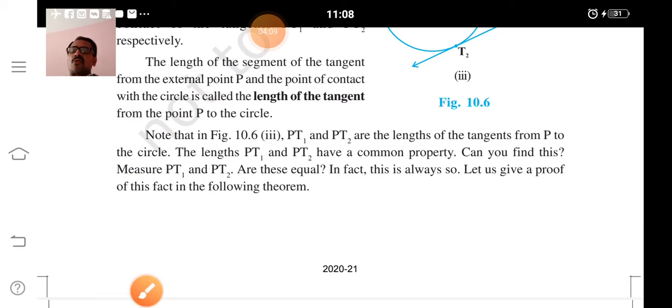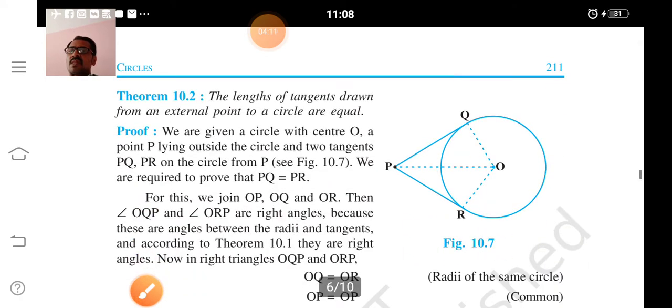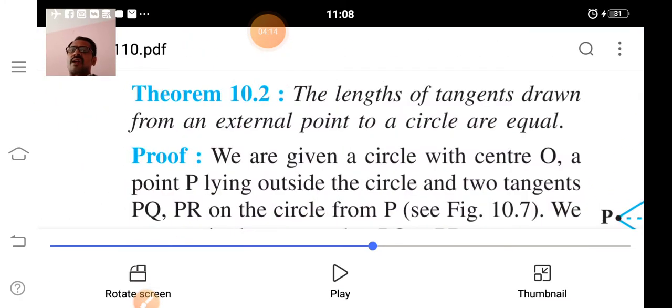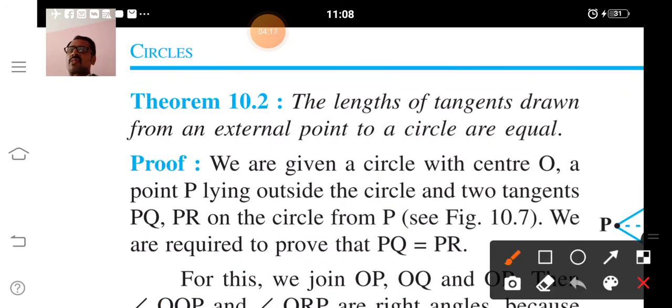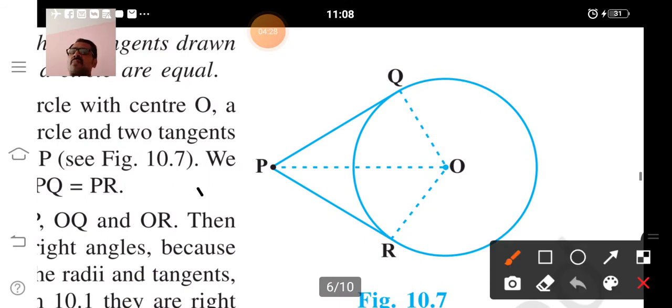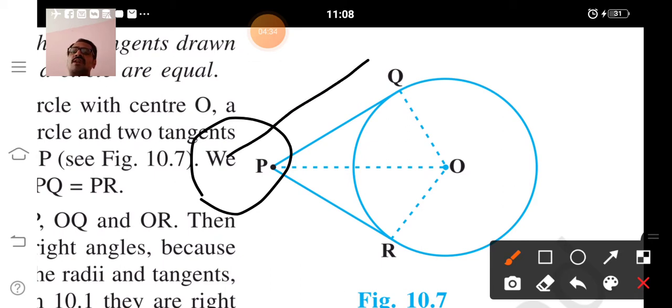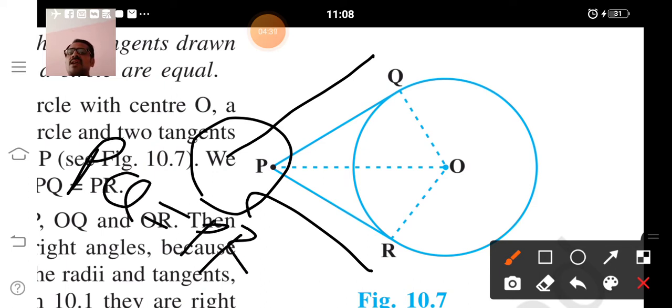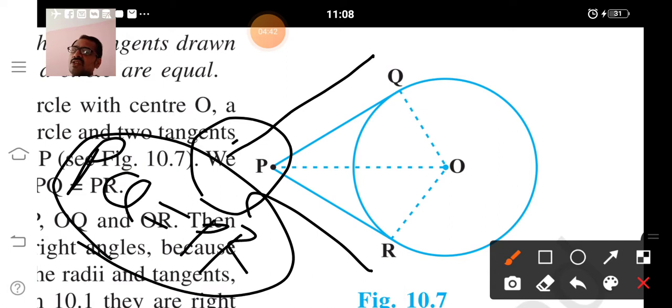So the same thing is explained over here. No need to read again. So this is theorem 10.2. Again, it's not part of your course. You just have to remember the statement. The lengths of the tangents drawn from an external point to a circle are equal. It is the same thing that I had explained. So this is the exterior point. From this exterior point P, we have drawn 2 tangents PQ and PR. So the lengths of both tangents will be equal. Tangents drawn from the exterior point of the circle are congruent. Okay.